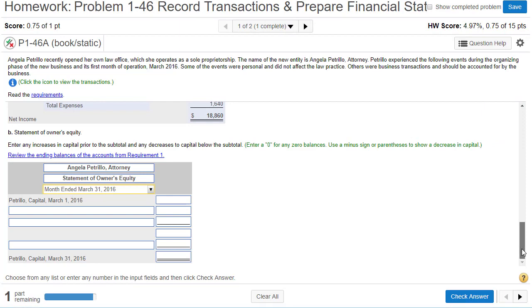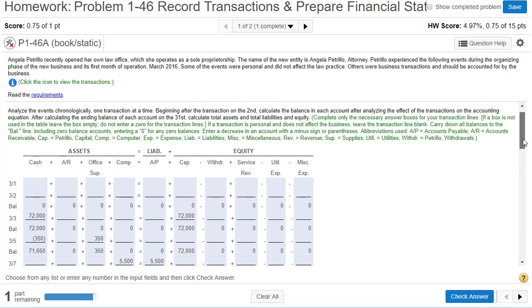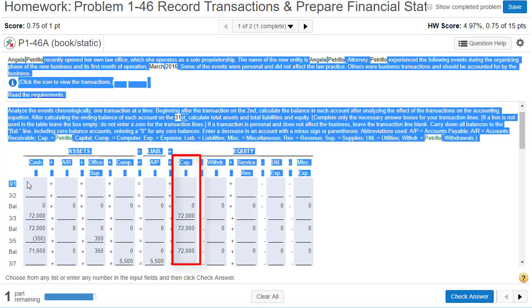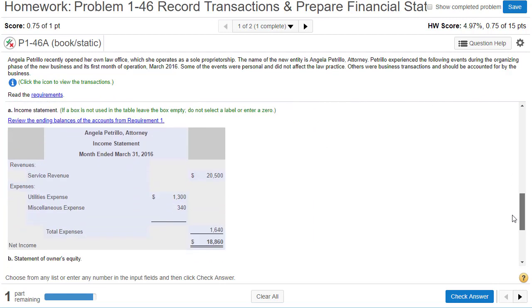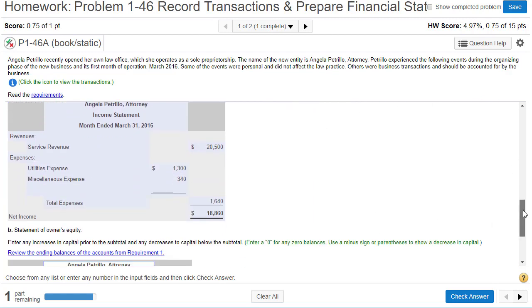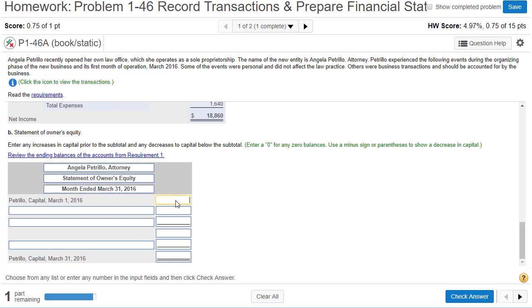So we're going to scroll up here and find our capital account at the beginning of the month. So the beginning of the month, this is 3/1. So at this time, we had 0 capital. And that makes sense because that's when she started her business. And when you start your business, everything starts with a 0 balance.